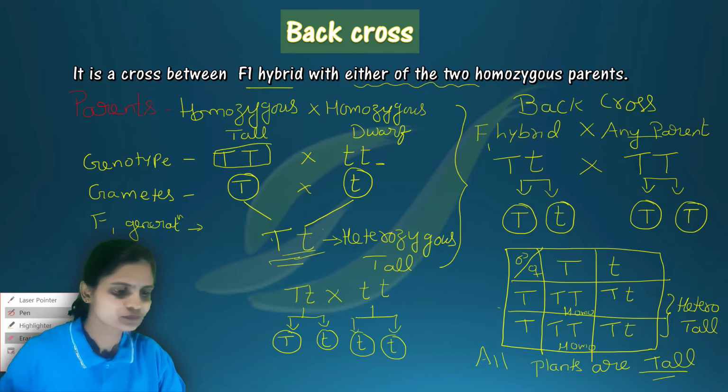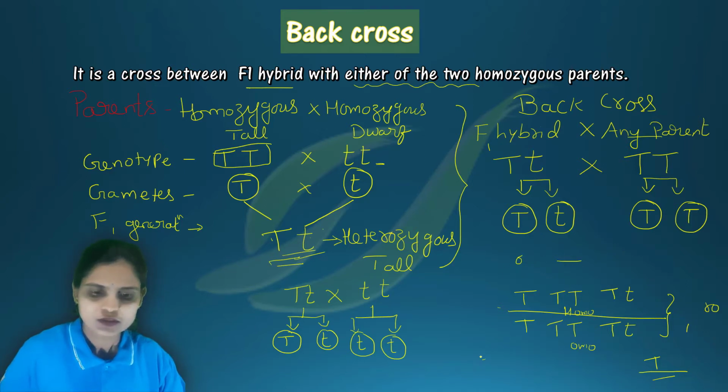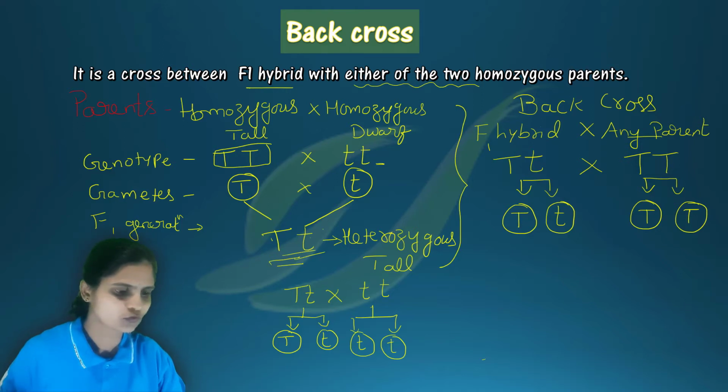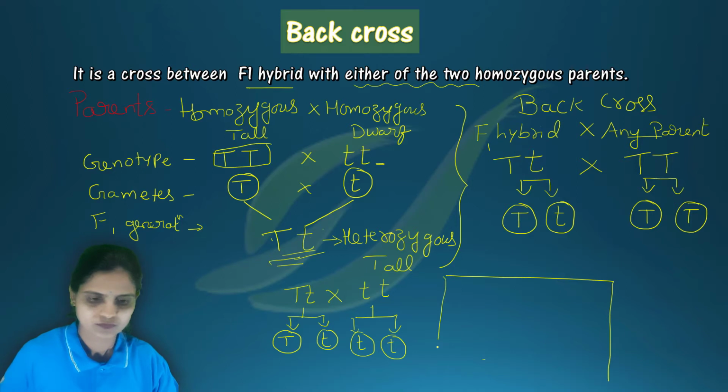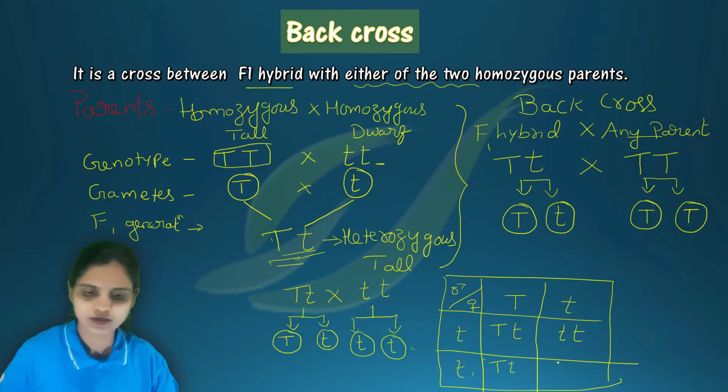One second. Okay, I will erase this. Okay, so in this case, let us see what exactly the genotypes we are going to get. If I take a checkerboard for this cross, see the difference we are going to get here. So capital T, small t, and here also small t, small t. So in this case you are getting capital T, small t, and here you are getting small t, small t.